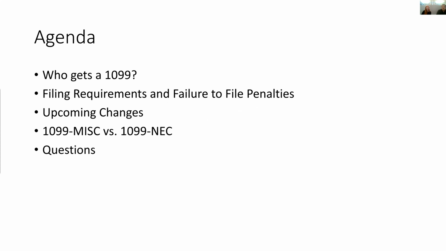So, as we get started, a quick little agenda for today. We're going to go over who gets a 1099, the filing requirements, the failure to file penalties that may apply, and some upcoming changes. Those upcoming changes have to do with 1099 miscellaneous versus 1099 NEC, which stands for non-employee compensation. We're going to look at the two forms. We'll show you the forms, and we'll show you what the difference is.